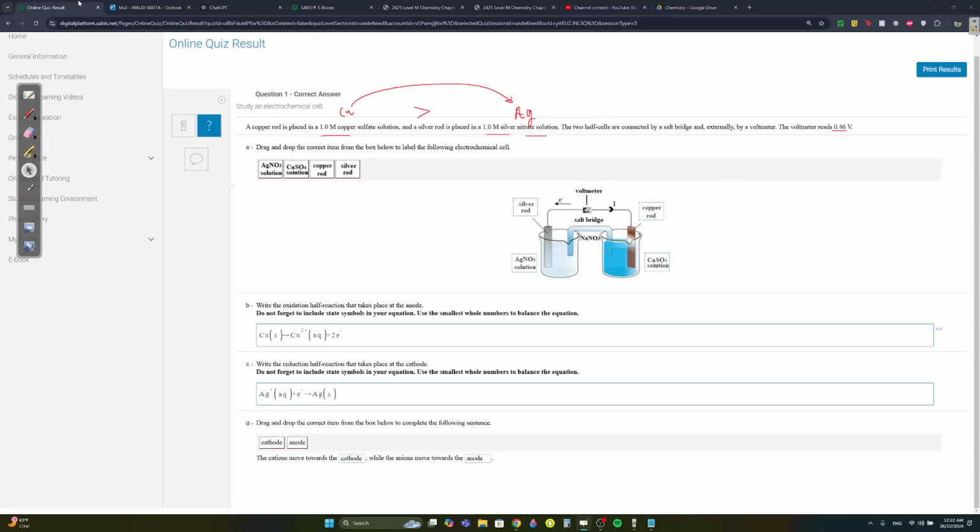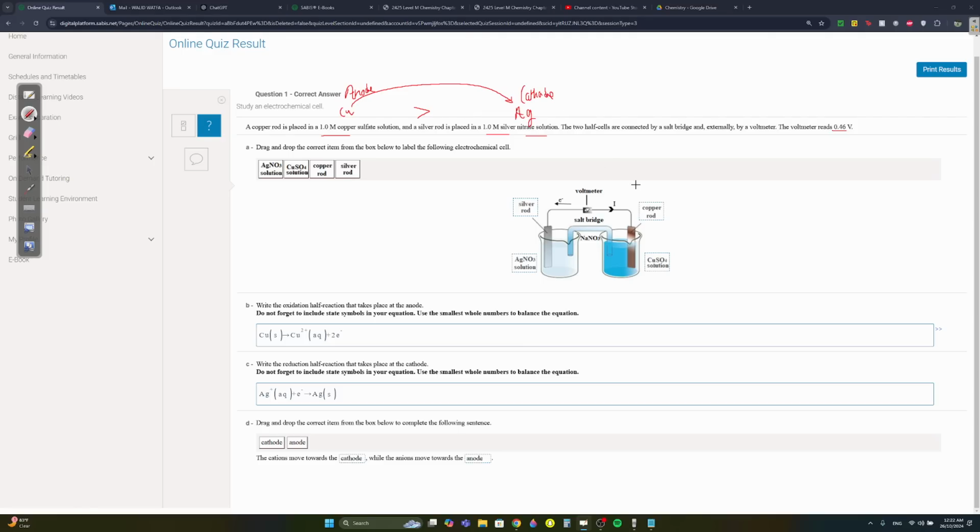If you know that copper is more reactive than silver, that means always the more reactive one is the anode. And I mentioned this before. So since the more reactive one is copper, that means copper is the anode, silver is the cathode.